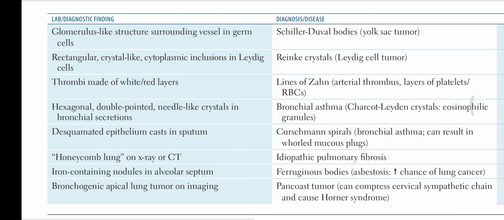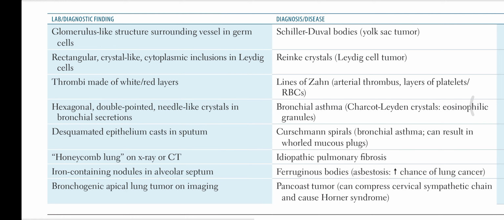The next one is bronchogenic apical lung tumor on imaging. That is Pancoast tumor, which can compress the cervical sympathetic chain and cause Horner syndrome.